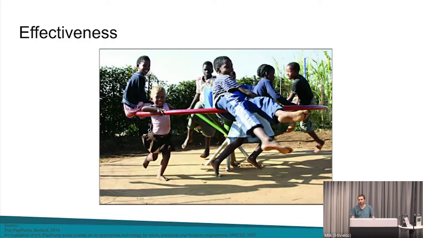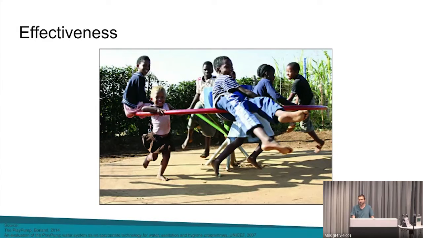This NGO has received tens of millions of dollars in donations from significant organizations. But sadly, after it had been running already for several years and received quite a lot of donations, someone finally got around to actually doing an impact evaluation, trying to visit those villages where these pumps had been installed, and they found some interesting results.